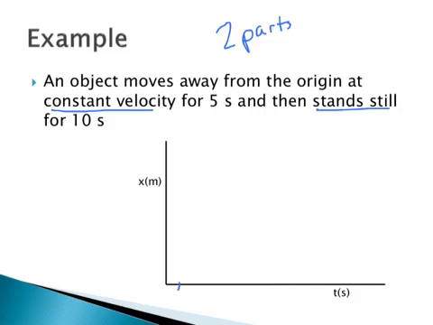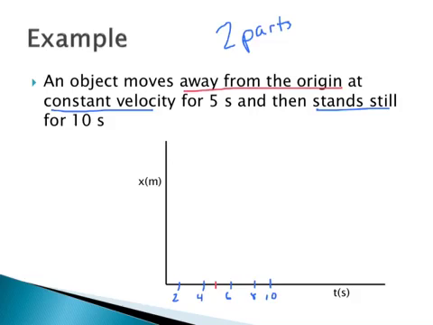So I'm just going to put some marks on here. Okay, I'm going to assume, let's say this is by 2s, 2, 4, 6, 8, 10. Okay, so for the first 5 seconds, that means from 0 to 5 seconds, I am moving at a constant velocity. Now it says here too, an object moves away from the origin. So remember, let's think again. Let's just analyze the first part. So the object moves away from the origin at constant velocity.